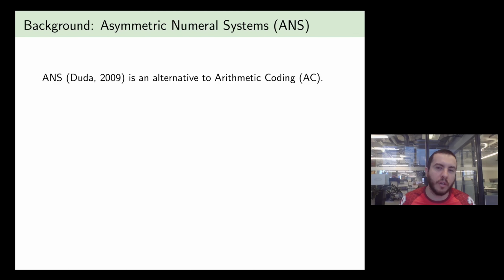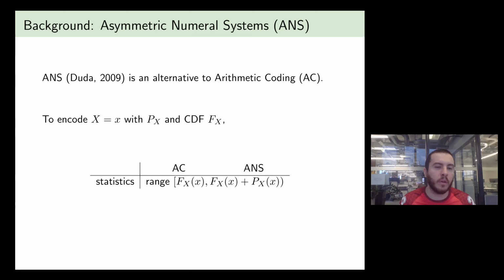And the first of which is something called asymmetric numeral systems, or ANS. So ANS is just an alternative to arithmetic coding. And let's try to see how they differ. So for example, if you want to encode a symbol using the distribution p(x) and this cumulative distribution f(x), both arithmetic coding and ANS use the range statistic of that symbol to perform encoding. However, the state of arithmetic coding is represented by a fractional number, while the state in ANS is represented by an integer.